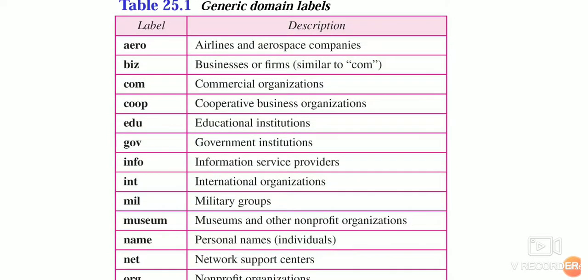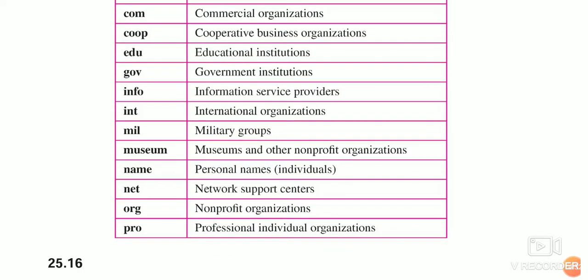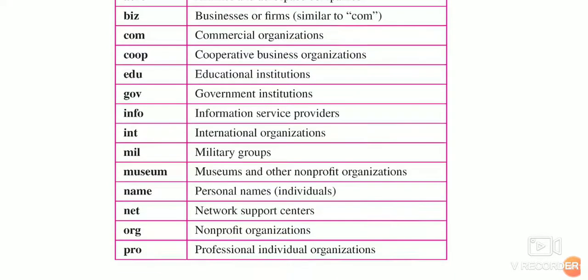Again, these are the generic domains. COOP is the one that I feel is new to us: cooperative business organizations. Apart from that, everything else you will know, and you will be using it in day-to-day life. Probably you will be new to the domain called museum. Even you can get a domain name at zone level, so that comes under name.